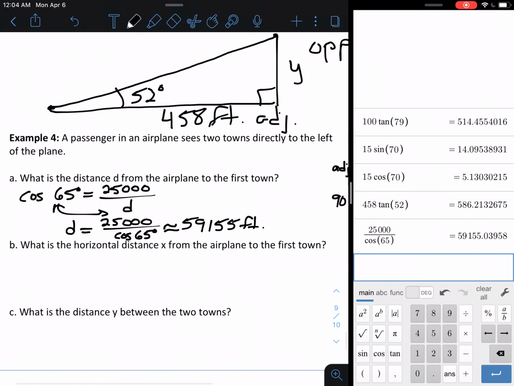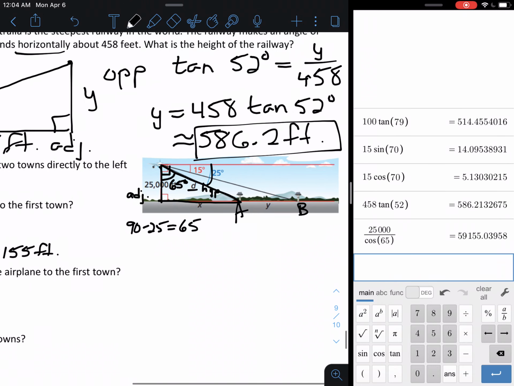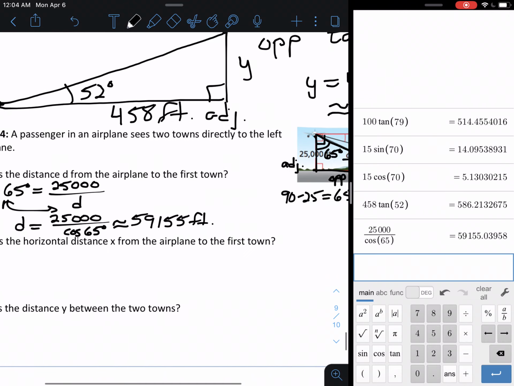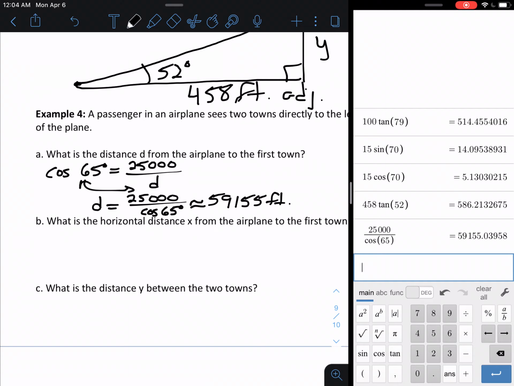Okay, next thing, what is the horizontal distance x from the airplane to our first town? Now we want to find this distance x, that is the opposite side of the 65-degree angle we were just using, and we've already got the adjacent side, which was the 25,000. Let's stick with the one that's exact rather than the one that's approximated, which was D. So to set this equation up, opposite and adjacent, we're going to take the tangent this time of 65 degrees is equal to the opposite side, x, divided by our adjacent side, 25,000.